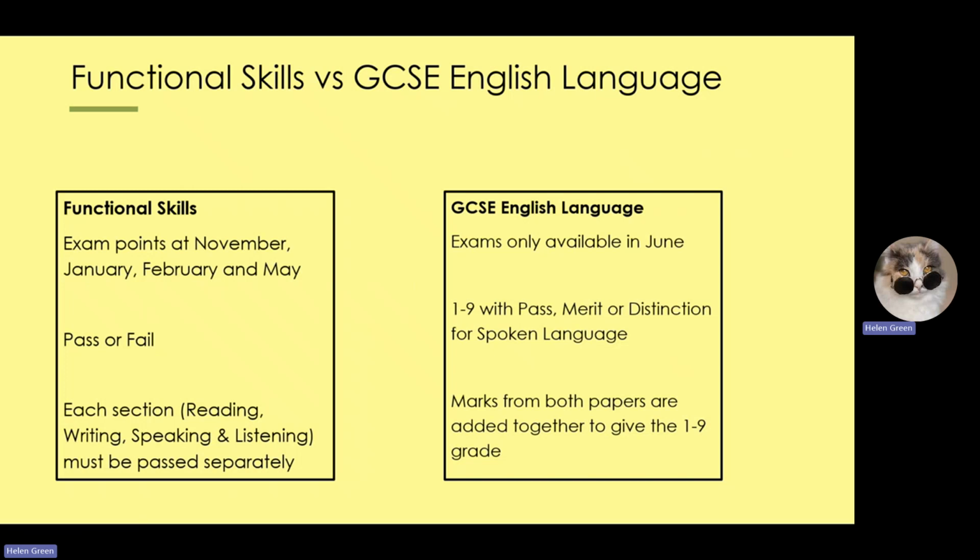Functional skills is a pass or fail qualification rather than the 1 to 9 or merit pass and distinction, but each part, the speaking, listening, the reading and the writing, must be passed to pass overall. For GCSE, all of the marks for both papers are all added together to see which number grade you're given. A poorer reading skill set could be balanced by a much stronger writing, for example, whereas in functional skills, they all need to be passed separately.